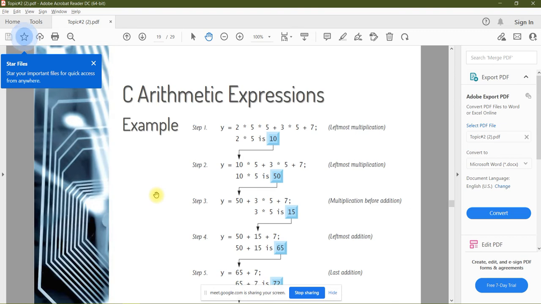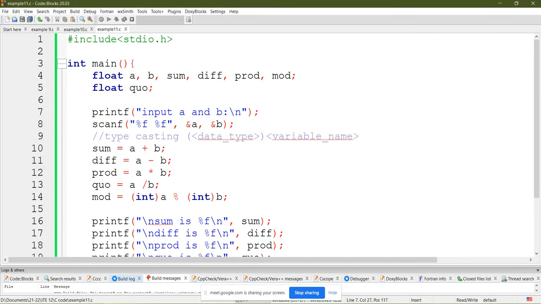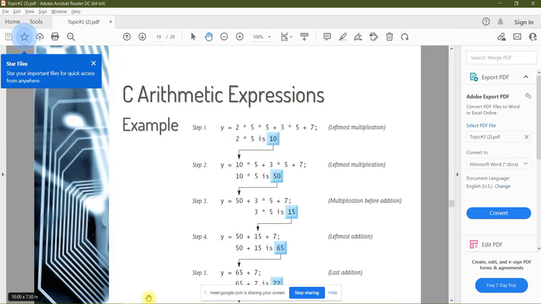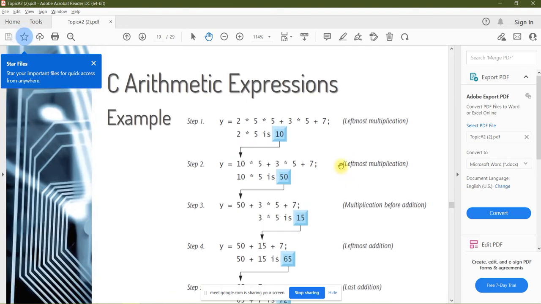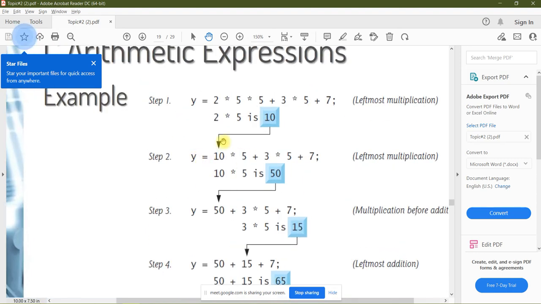You will not see this process in C, because internally that is how it processes it. So, this is an example of that. We have here y is equal to 2 times 5 times 5 plus 3 times 5 plus 7. Alright.